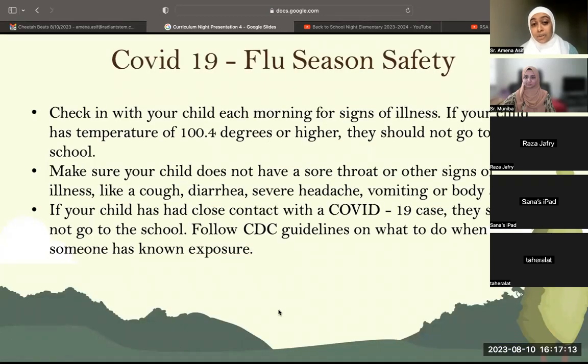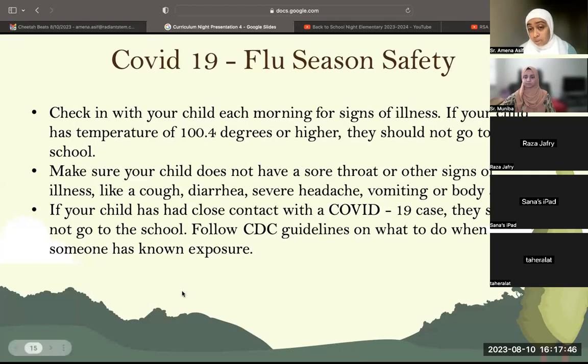COVID-19 is, I know, officially over, but there is flu season coming up very soon. Please make sure your child does not have a very high temperature or any symptoms of illness, because if it's contagious, I can get sick, Sister Muniba can get sick, all of the kids around us can get sick. If you experience any symptoms at home, or if your child has exposure, please check for temperature first, check for all these symptoms, and please try to keep your child at home.